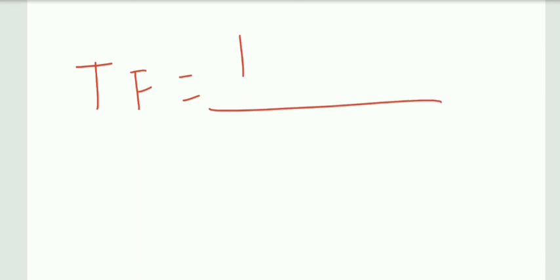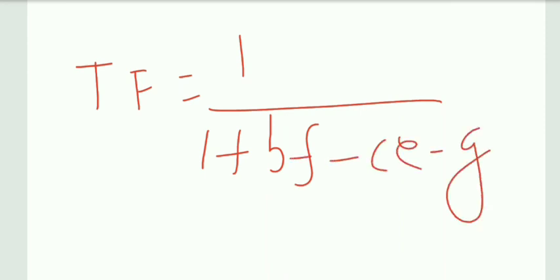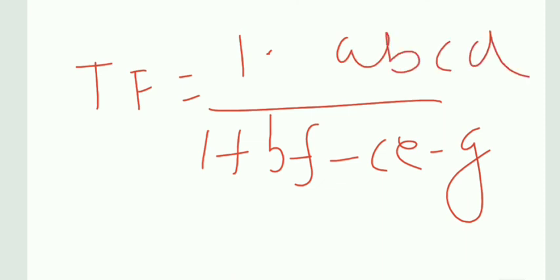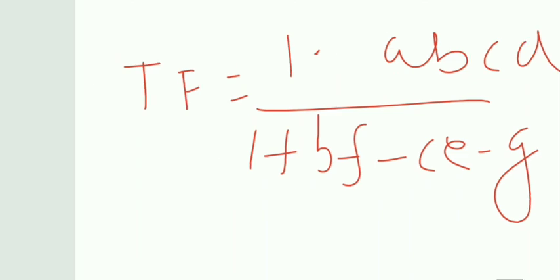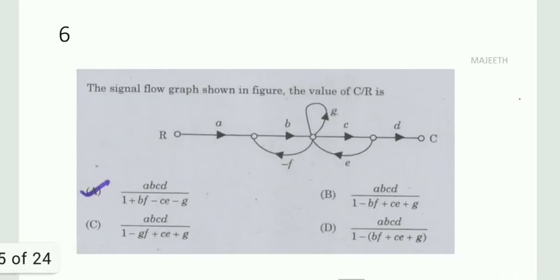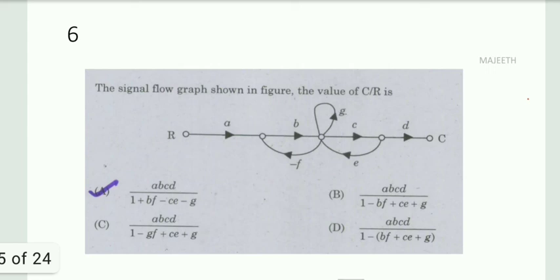Now the transfer function is 1 by del, which we know. Del is given by 1 plus BF minus CE minus G, into P1 del 1. Del 1 is 1, P1 is ABCD. So what is my answer? ABCD divided by 1 plus BF minus CE minus G. So option A is the right answer.